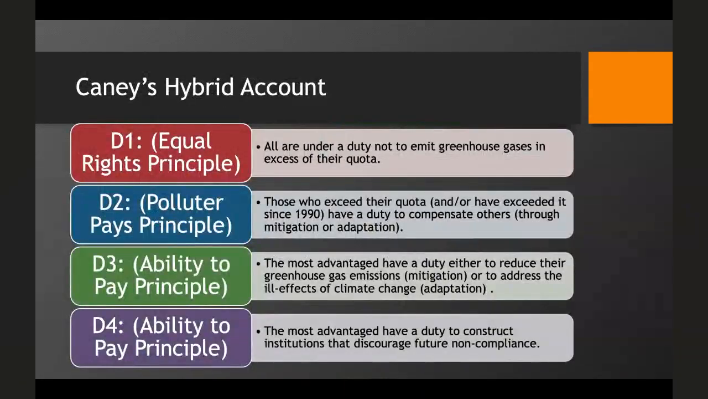So we have different moving parts: an equal rights principle, a polluter pays principle, and an ability to pay principle, all working together to resolve different questions. And the idea here is that there's no one principle that can solve all of the problems associated with climate change. So instead, we need to integrate multiple principles to address different concerns.